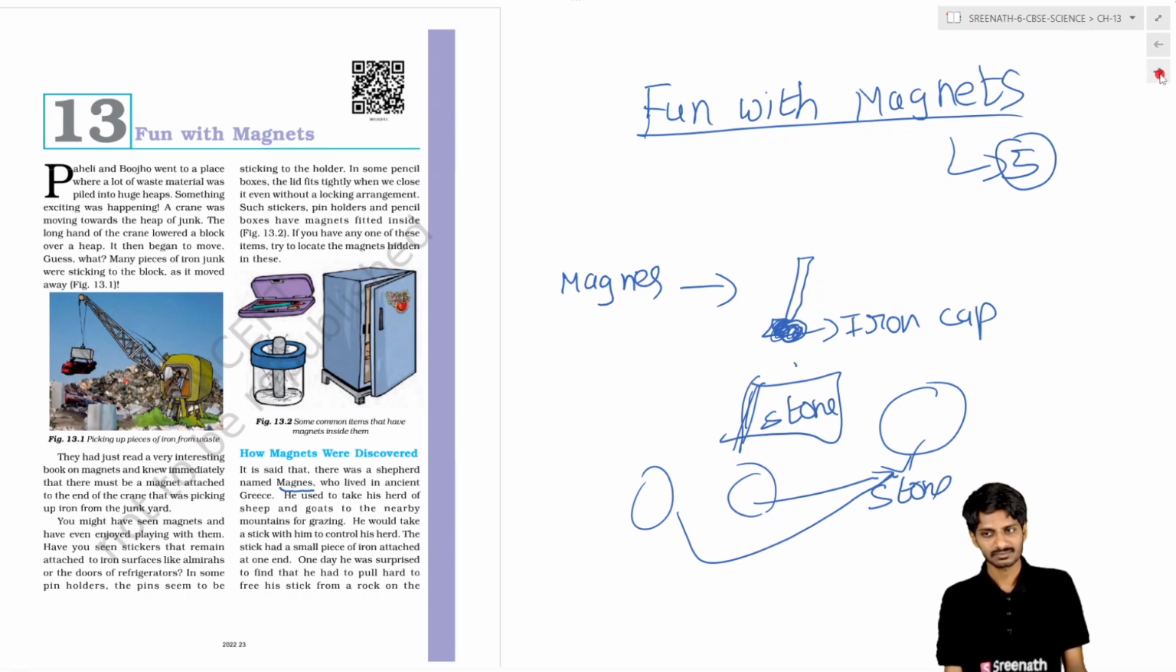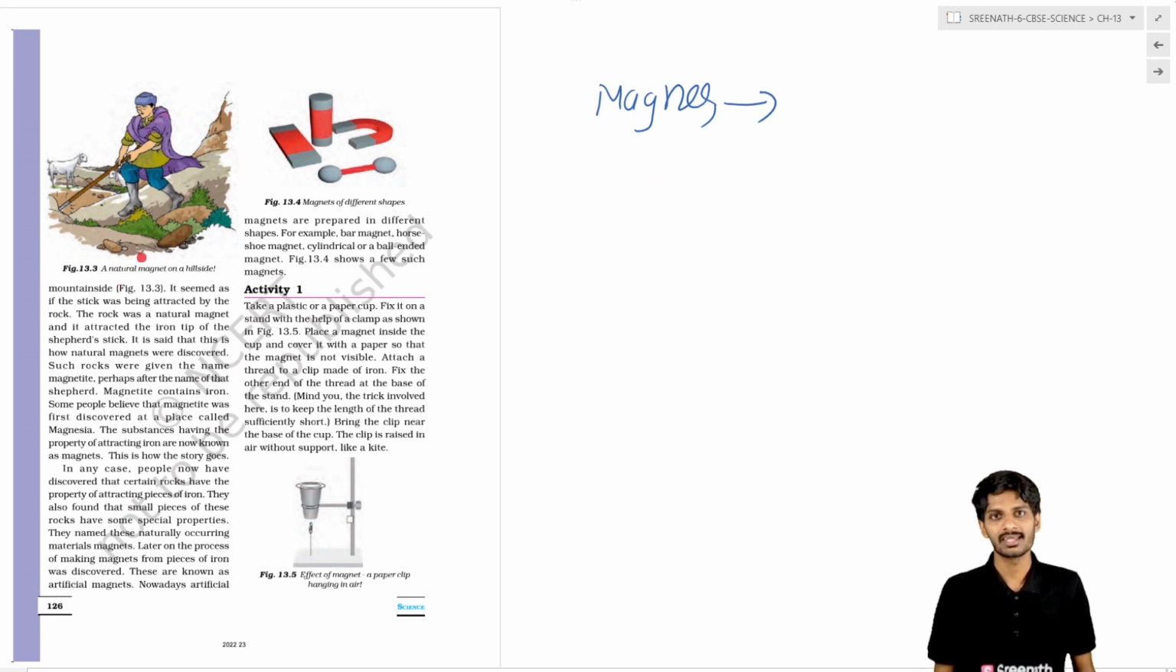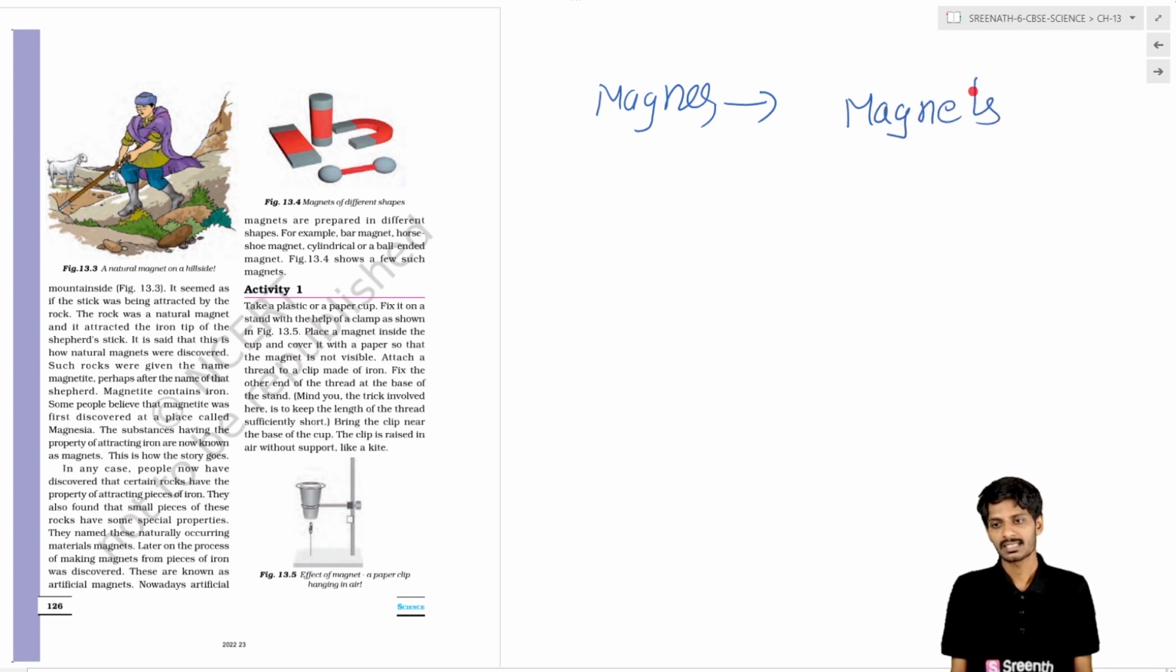So finally, magnets were discovered. On the name of Magnus, he observed this phenomenon in nature. He found a stone which is attracting iron caps or iron things. So that attracting property is for that stone, for that rock. That rock has some property, and materials exhibiting that type of property we call magnets. What is it? Magnets. So magnets is the word derived from Magnus.